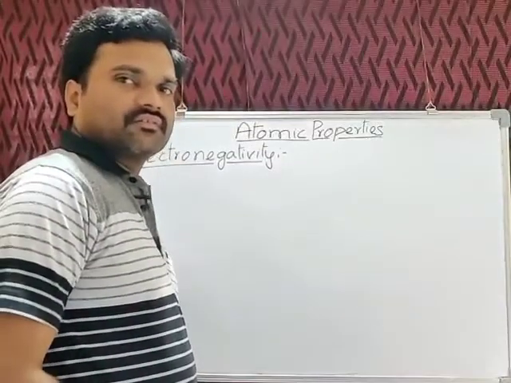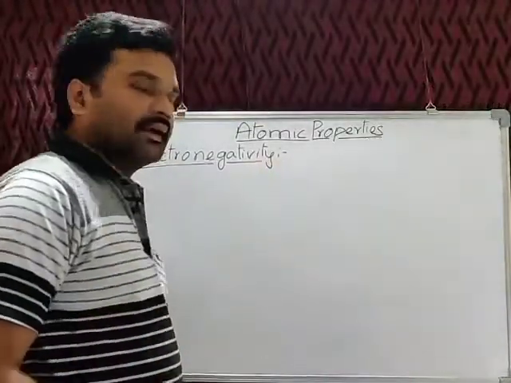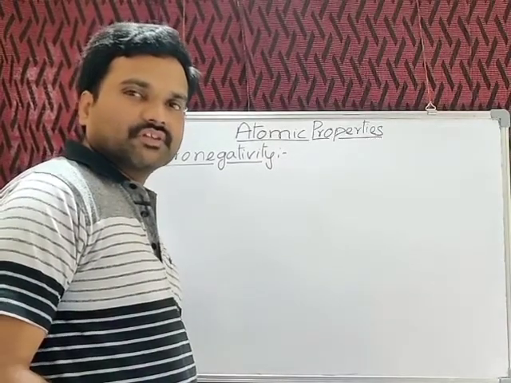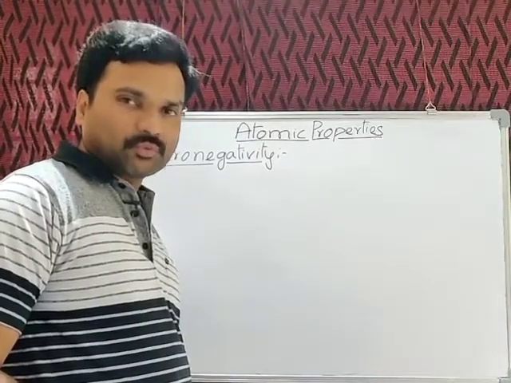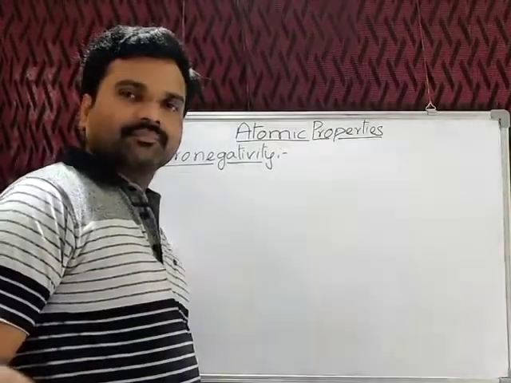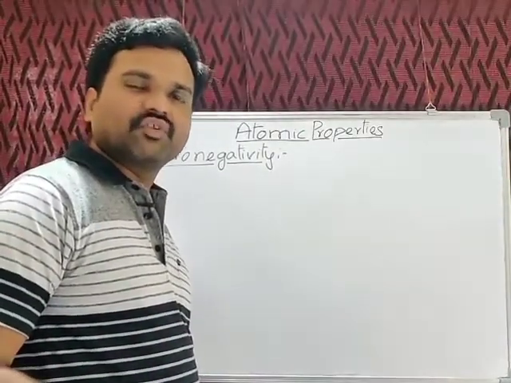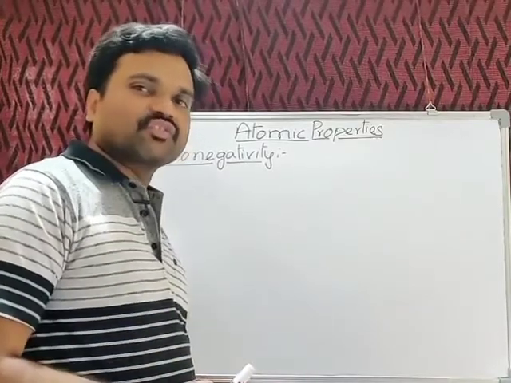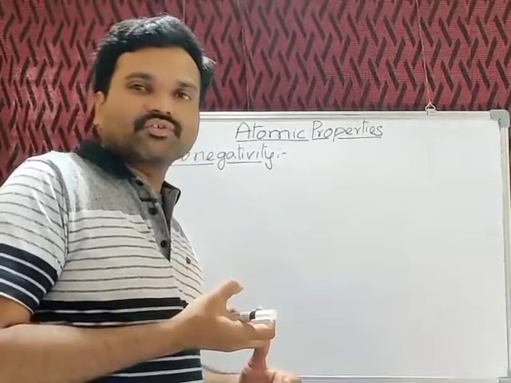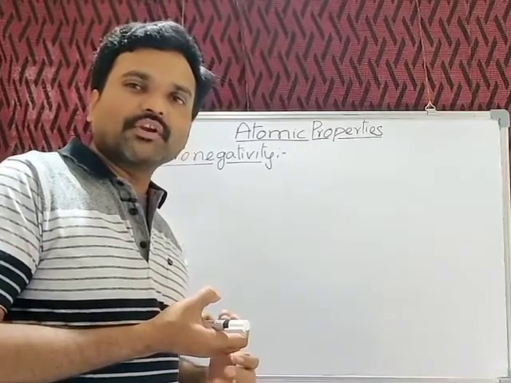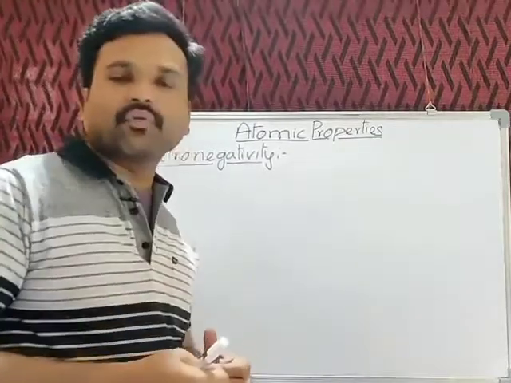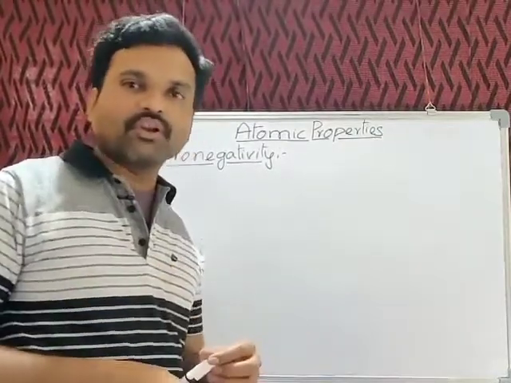Hello friends, now let us say about atomic properties and variation of these atomic properties in the groups and periods of modern periodic table. Now we are going to say about electronegativity. Electronegativity is a phenomenon or characteristic of an element by which it can attract the pair of electrons towards it in a covalently bonded molecule. It is the behavior of elements to attract the pair of electrons towards it in the covalently bonded molecules.